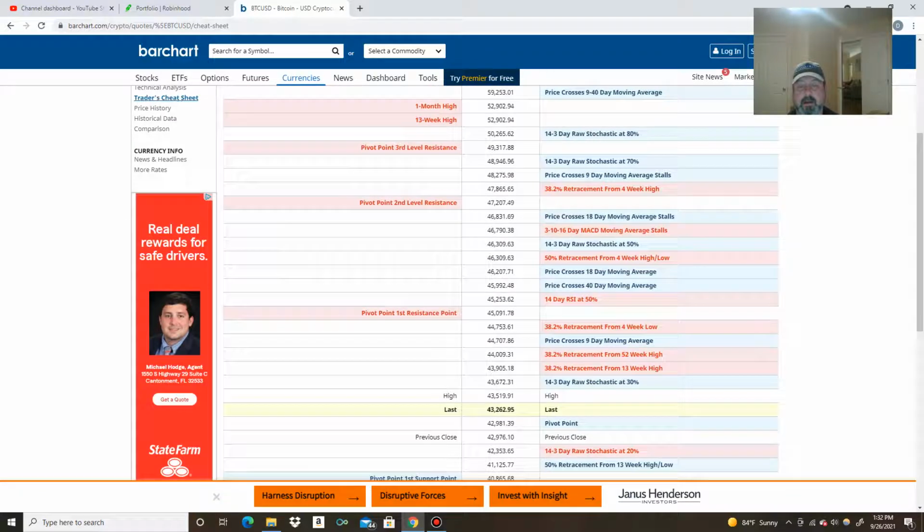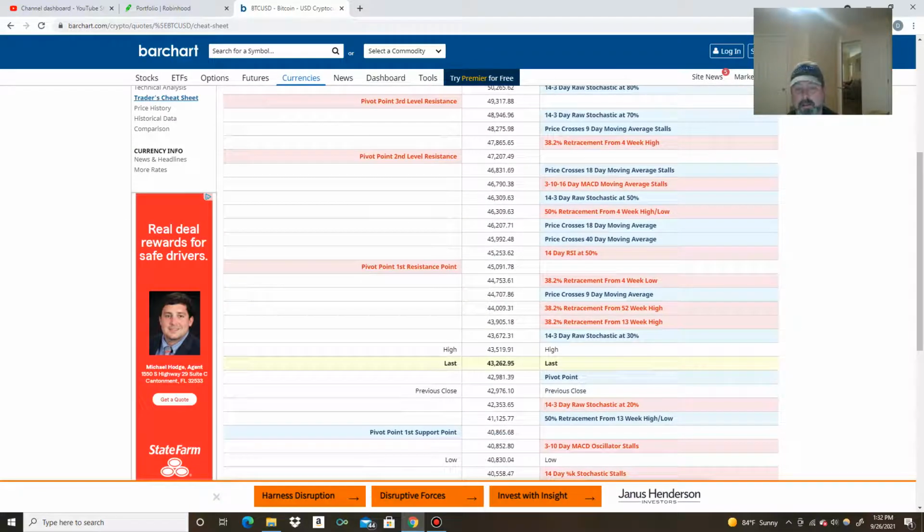So here's what I look at. First and foremost, these pivot points are very far apart. If you have a very volatile day where Bitcoin drops $3,000 to $4,000 or has a rebound of $3,000 to $4,000, you're going to have $2,000 to $4,000 ranges between the points.